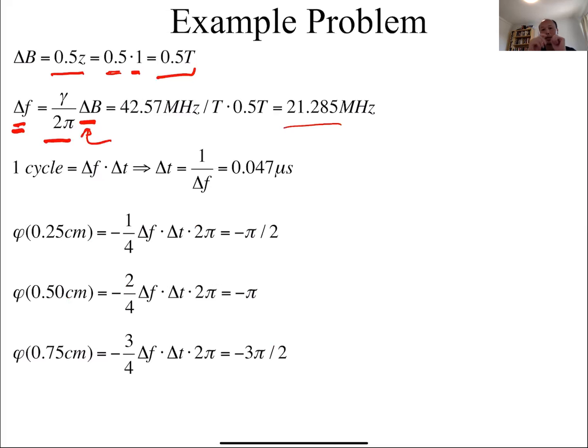Delta F is the frequency, so that's cycles per second. So one cycle happens, the period is just 1 over delta F. One cycle occurs in 0.047 microseconds. That means it takes that much time for the spin to go around and make one full cycle. So between 0 and 1 centimeters, if we wait that much time, this spin will have gone all the way around.